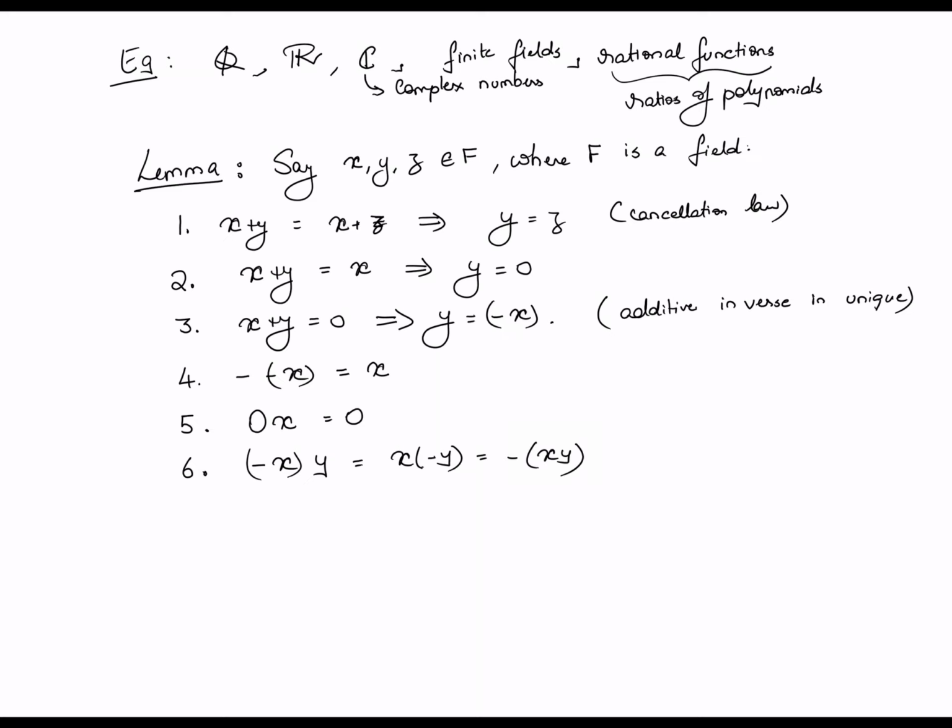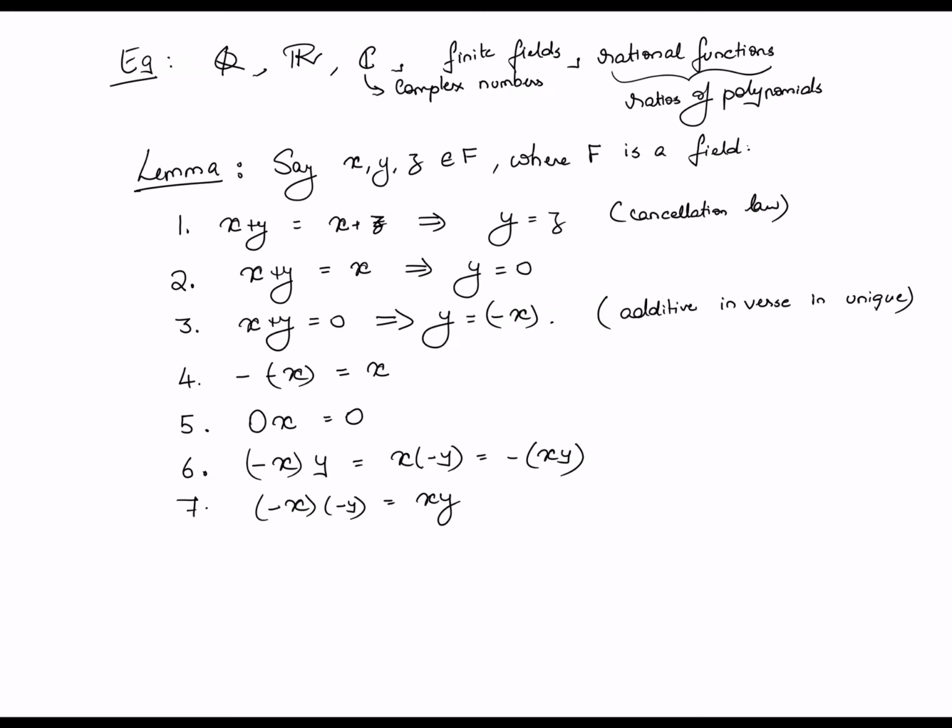The sixth item of the lemma is also fairly intuitive, namely that minus x times y is the same as x times minus y, which is just the additive inverse of xy. And last for this lemma would be minus x times minus y equals xy. So if you multiply the additive inverses of x and y, that's the same as multiplying x and y.